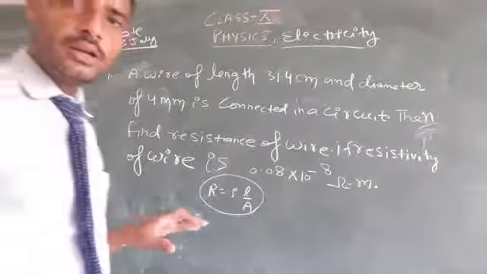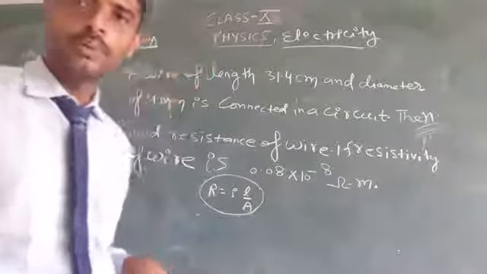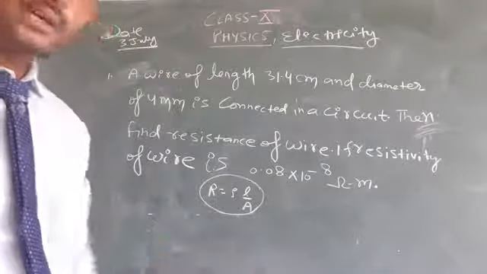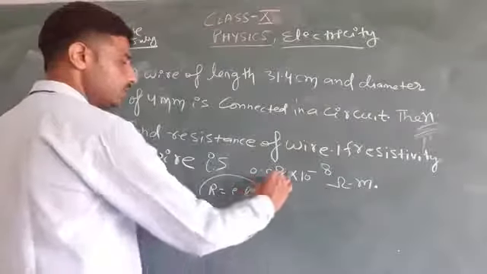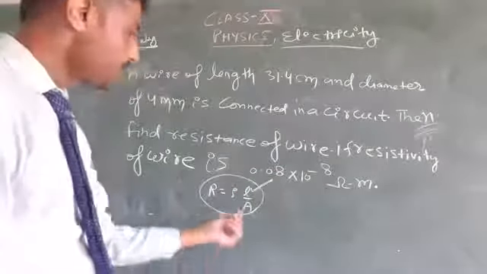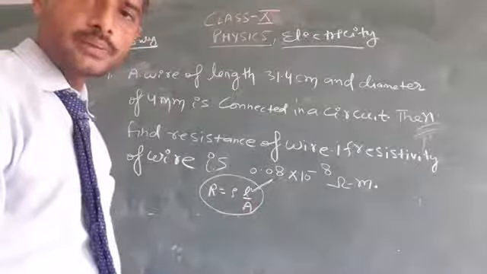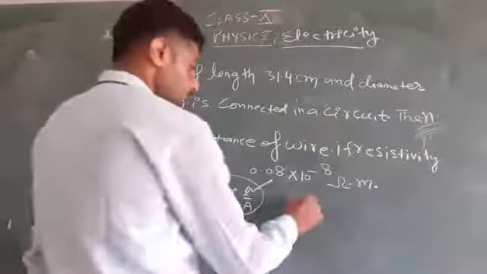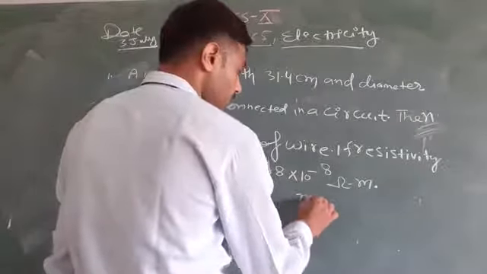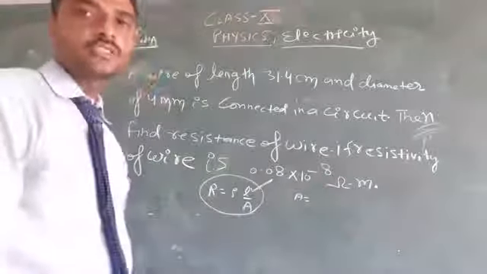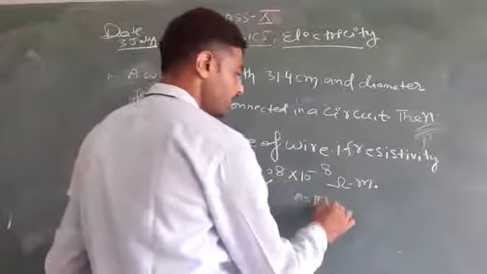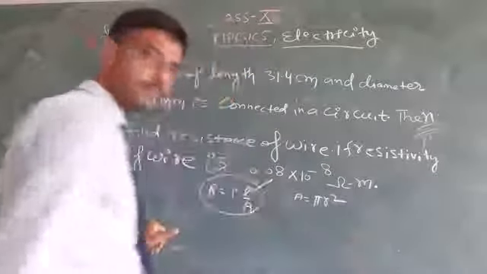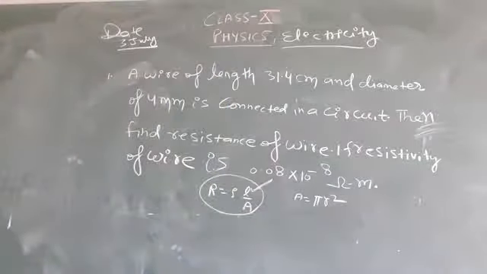This numerical you can see on board. This is based on this formula. This is the length of the conductor and this is the area. This area is the cross-section area, and the value of area is pi r square.